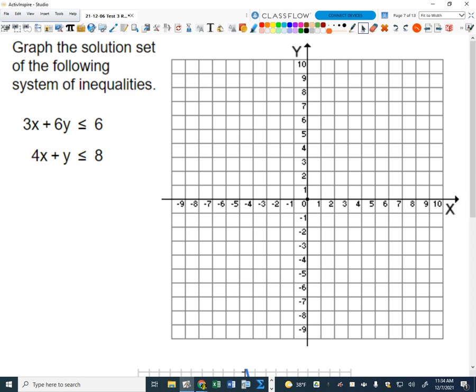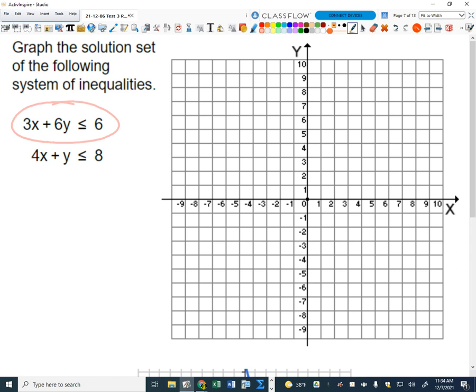Graph a system of inequalities. All right, so I just graph these one at a time. Let's look at top one. We'll make maybe our red line. To graph that top one, what do I have to do first? Get the y by itself.